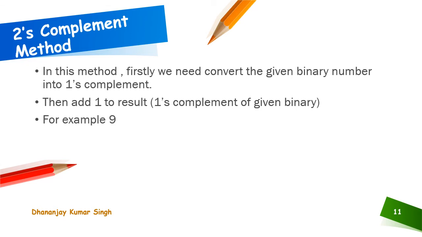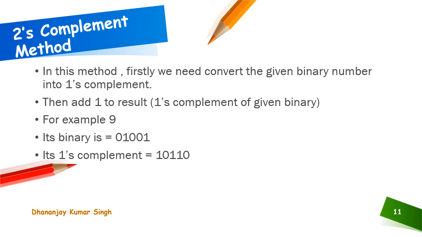For example, there is a 9. So 9 is a decimal number, and we need to convert it to binary. Its binary is 01001. This is a positive number. That's why in the beginning I have put the 0. That 0 indicates this number is positive. And as we know, if we put 1 at the beginning, that is considered negative. So find the ones complement of that. The ones complement will be 10110. Now add 1 to this.